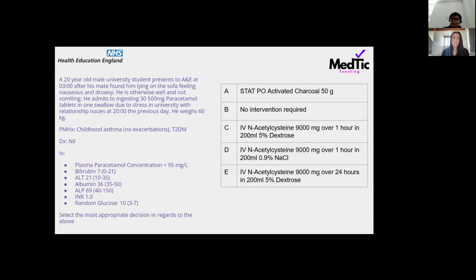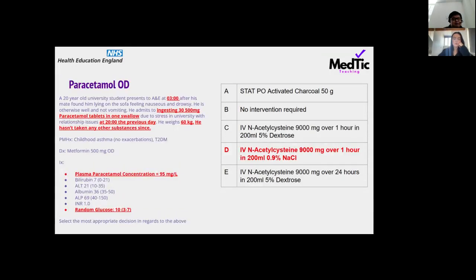All right, that is time, everyone, for this question. Time flies really fast for it. And the answer that we would like to see is D. IV N-acetylcysteine, 9,000 milligrams over 1 hour period in 200 milliliters of 0.9% sodium chloride.